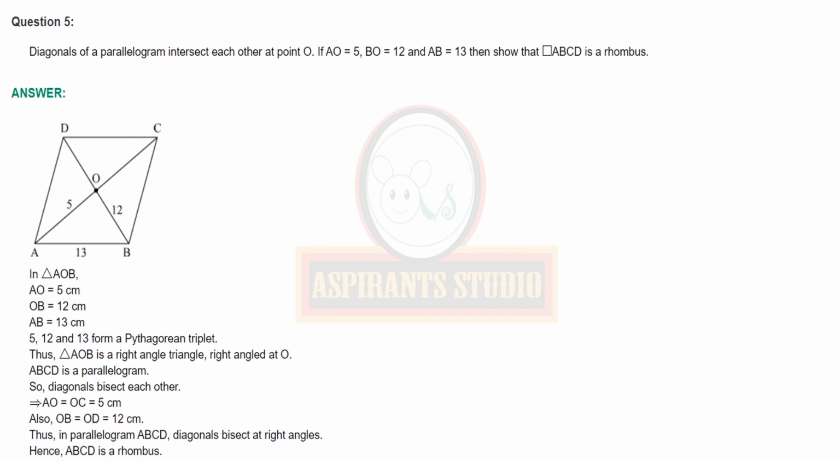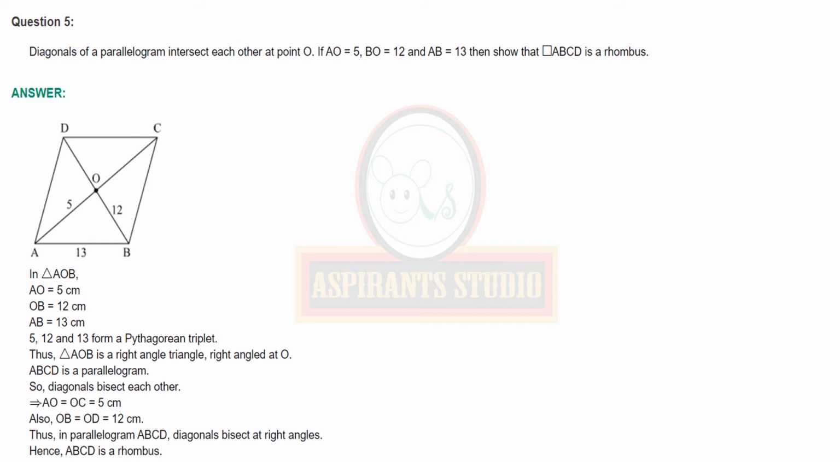Thus, in parallelogram ABCD, diagonals bisect at right angles. We have proved triangle AOB is a right angle triangle, right angled at O. Because ABCD is a parallelogram, diagonals bisect each other. Therefore, AO is equal to OC is equal to 5 centimeters. Also, OB is equal to OD is equal to 12 centimeters. So bisecting also we get and at right angles. Combine both, you will get: thus, in parallelogram ABCD, diagonals bisect at right angles.